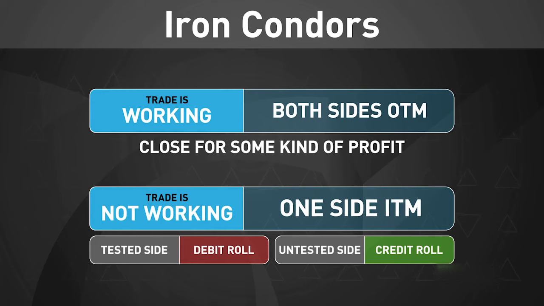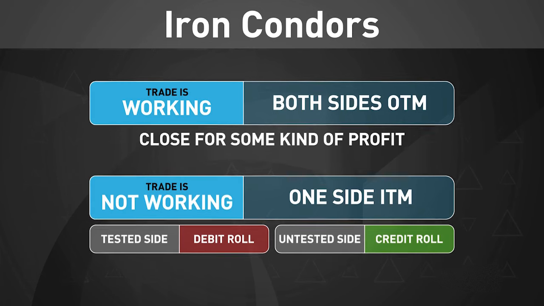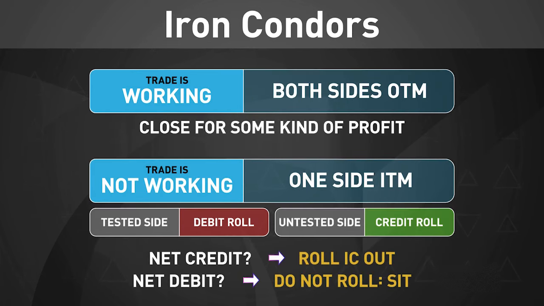But what happens when one side goes in the money? Well, here your roll is going to have two parts. You're going to have the tested side, that's going to be a debit to roll. You're going to have the untested side, that's going to be a credit to roll. So, what you're going to want to do is net them together to see if your net is a credit or a debit. If it's a net credit, then go ahead and roll it out. If it's a net debit, then pass. And by pass, I mean sit on the trade and hold it longer, giving it a chance to come back. Again, duration over direction.